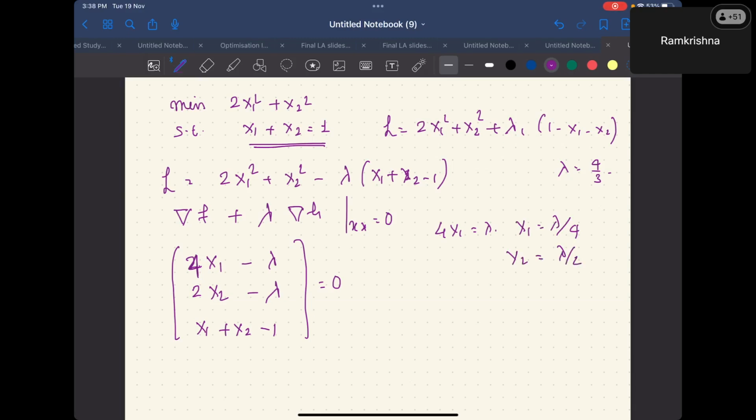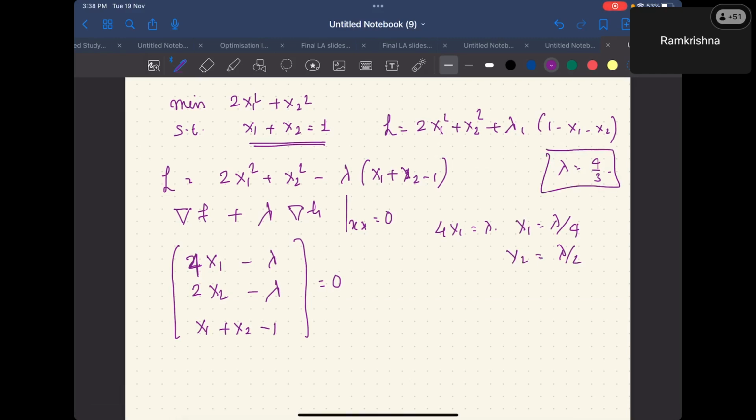I substitute this. Just check, if you do this, do you get back to this optimal lambda, which is 4 by 3? Sorry. Yes, 4 by 3. Do we get those? Yeah, I got 4 by 3. 4 by 3, right? So I think that is maybe good.